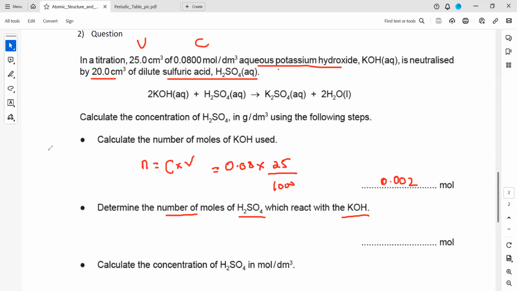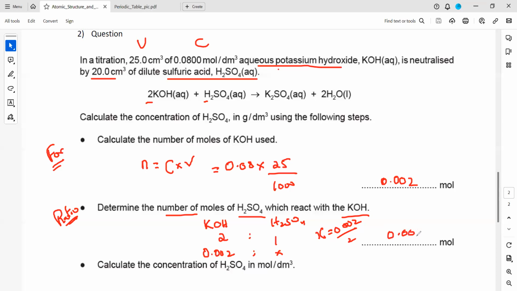Determine the number of moles of H2SO4 that react with KOH. So how to work this out? Whenever we solve a question related to moles, the first part we solve using a formula, and the second part we use a ratio. What ratio will we take? We'll take the ratio between potassium hydroxide and sulfuric acid. According to the equation, the ratio is 2:1. So if you have 0.002 moles, how many moles of H2SO4? It will be 0.002 divided by 2, which is 0.001.